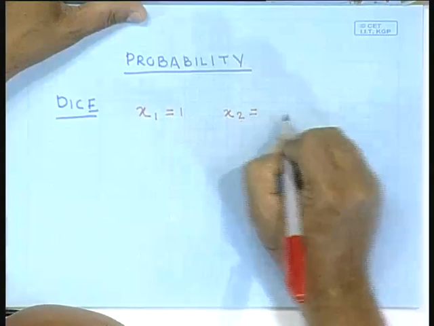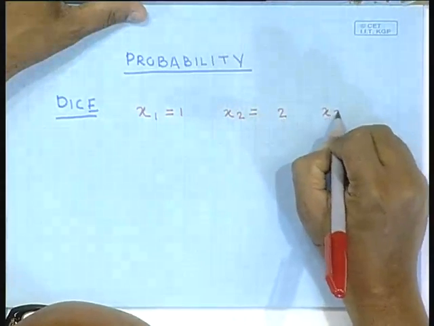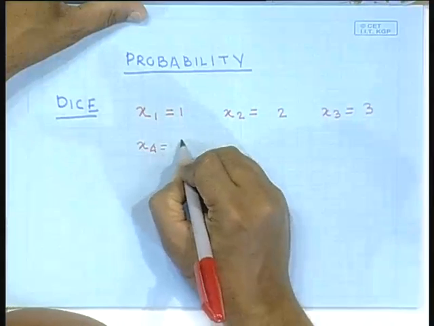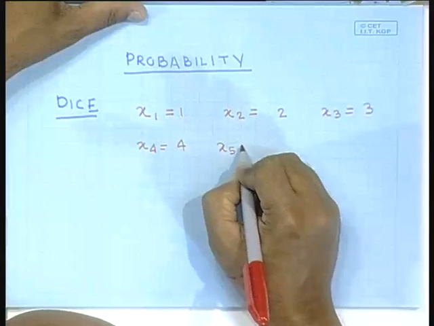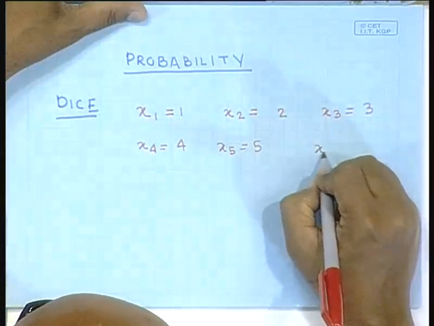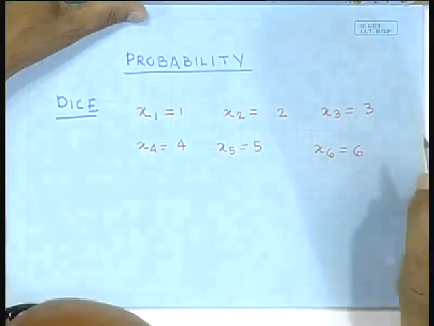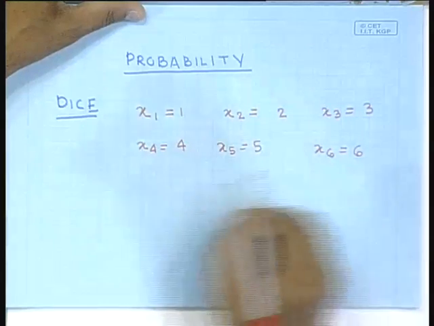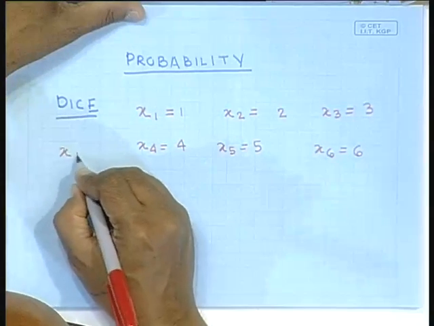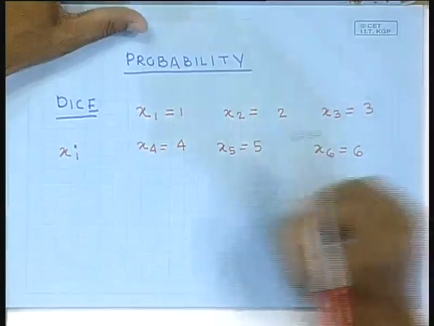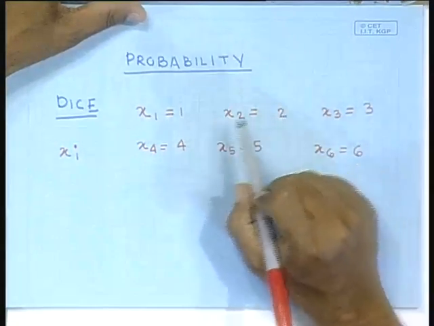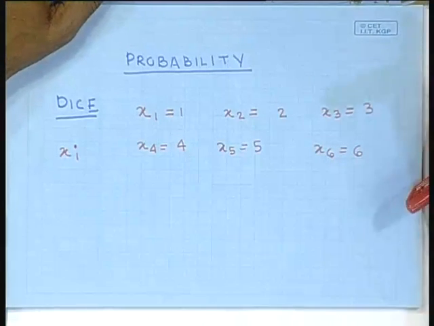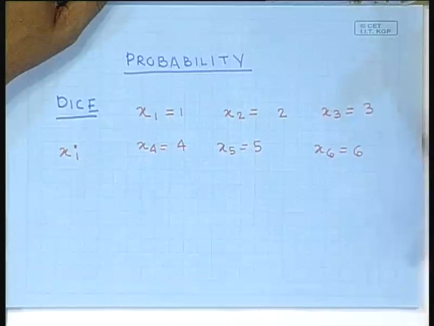x2, 2, x3, 3, x4, 4, x5, 5, and x6, 6. So, there are 6 possible outcomes which I have enumerated here: x1, x2, x3, x4, x5, x6. We shall use xi to refer to them, where the index i runs from 1 to 6, and in this particular case the 6 possible outcomes are 1, 2, 3, 4, 5 and 6. So, the dice can give you any one of these values when you throw the dice.